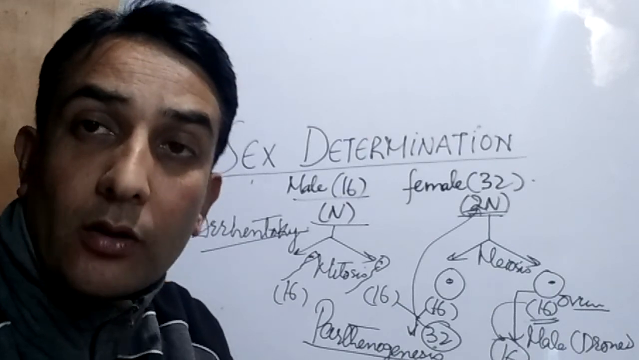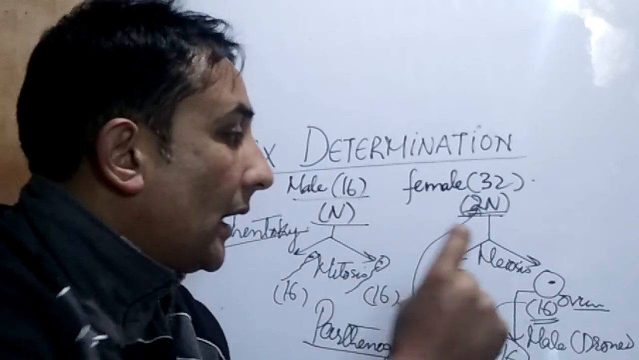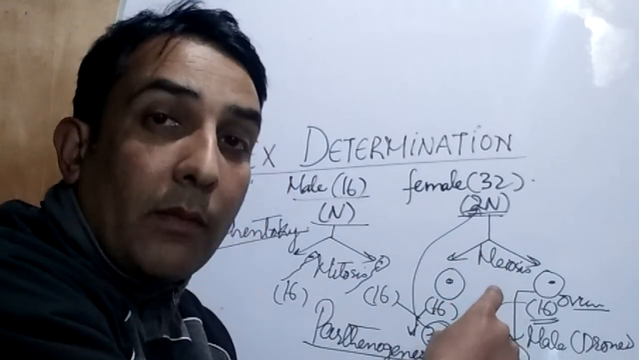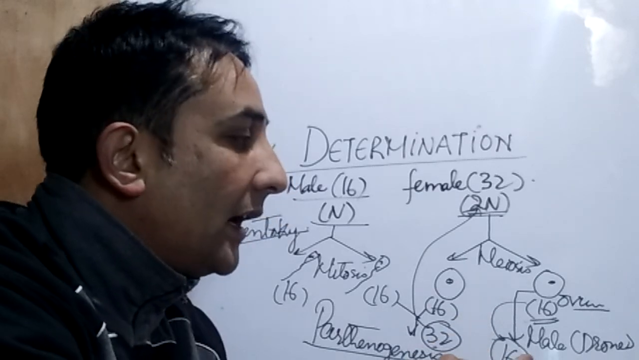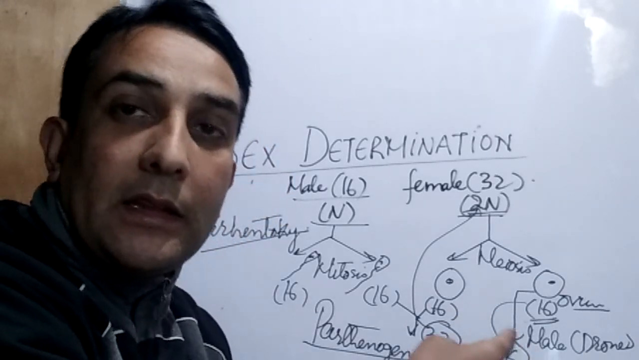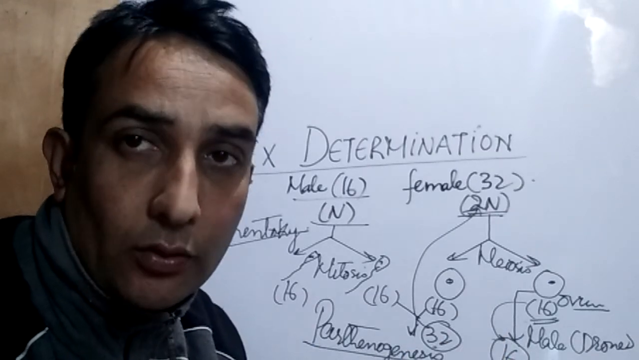What is Hymenopterous? Hymenopterous is a special case of parthenogenesis in which the ovum develops into the embryo, and the embryo develops into the haploid male individual. This is what we call Hymenopterous parthenogenesis.